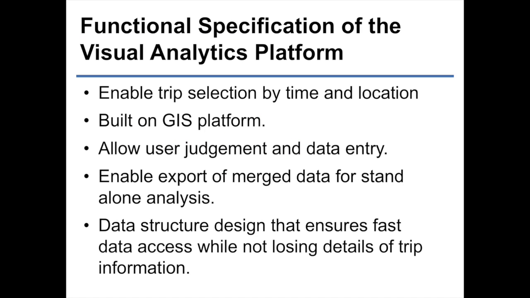When we did this study, we put together a functional specification of what this system must be able to do. The system should enable trip selection by time and location, because the event gives us time and location. This application needs to be built on a GIS platform, because the data seems complex, but once you put it onto the map, it becomes much simpler. This application should also allow users to make judgments and do some manual data entry. It also needs to enable the export of merged data so that the user can take it out to do standalone analysis. We also need a data structure design that ensures fast data access without losing any detail of the trip information.